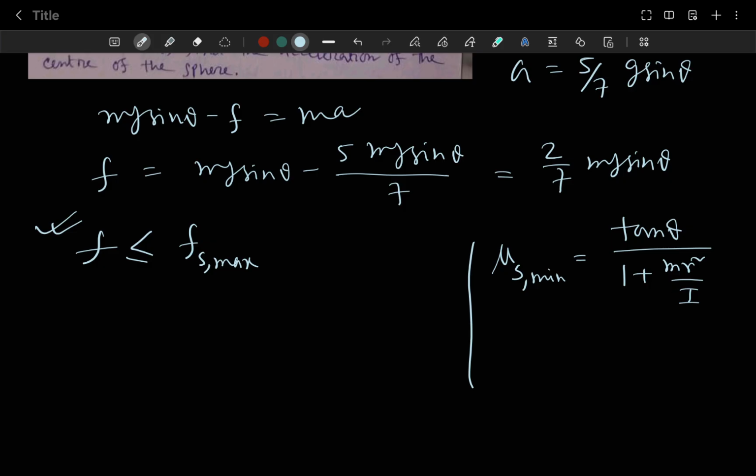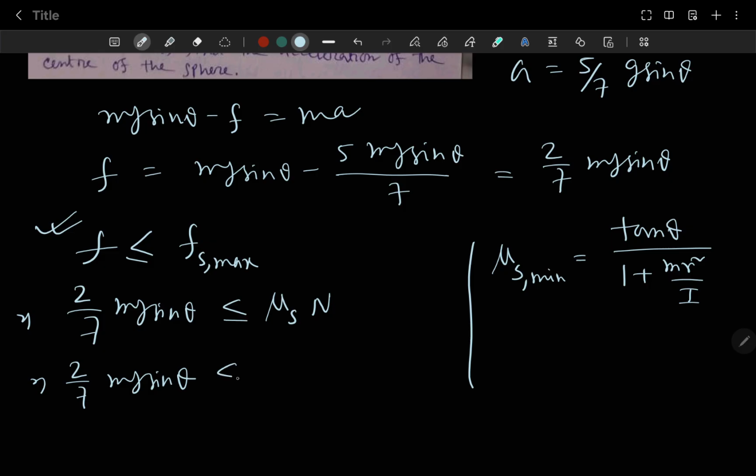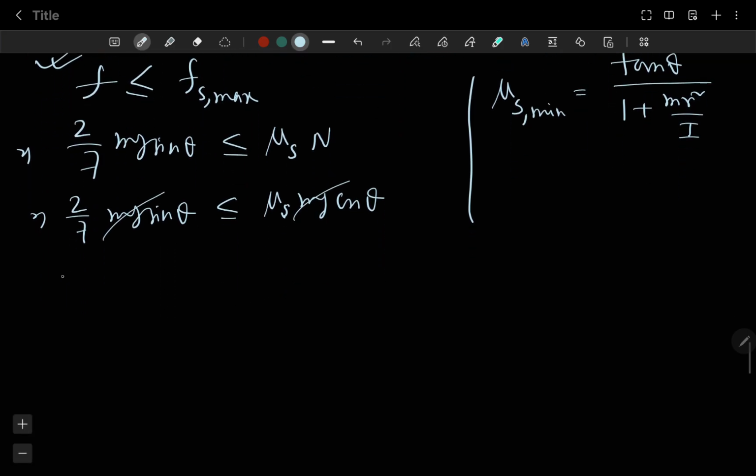Okay, let's see. So if you want to do this directly, we can also do this. So it is 2 by 7 mg sin theta, it is less than or equal to mu s N, so it is 2 by 7 mg sin theta less than or equal to mu s mg cos theta. We know N equals mg cos theta in inclined plane, so it's gone. So mu s min is coming out to be 2 by 7 tan theta.